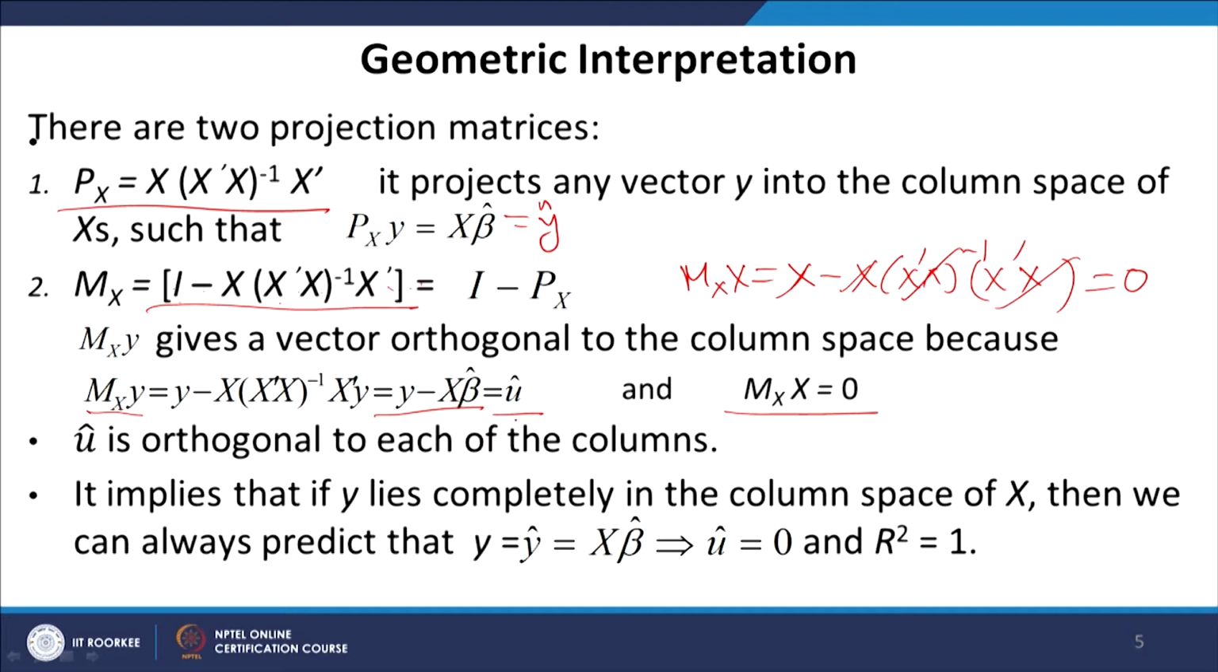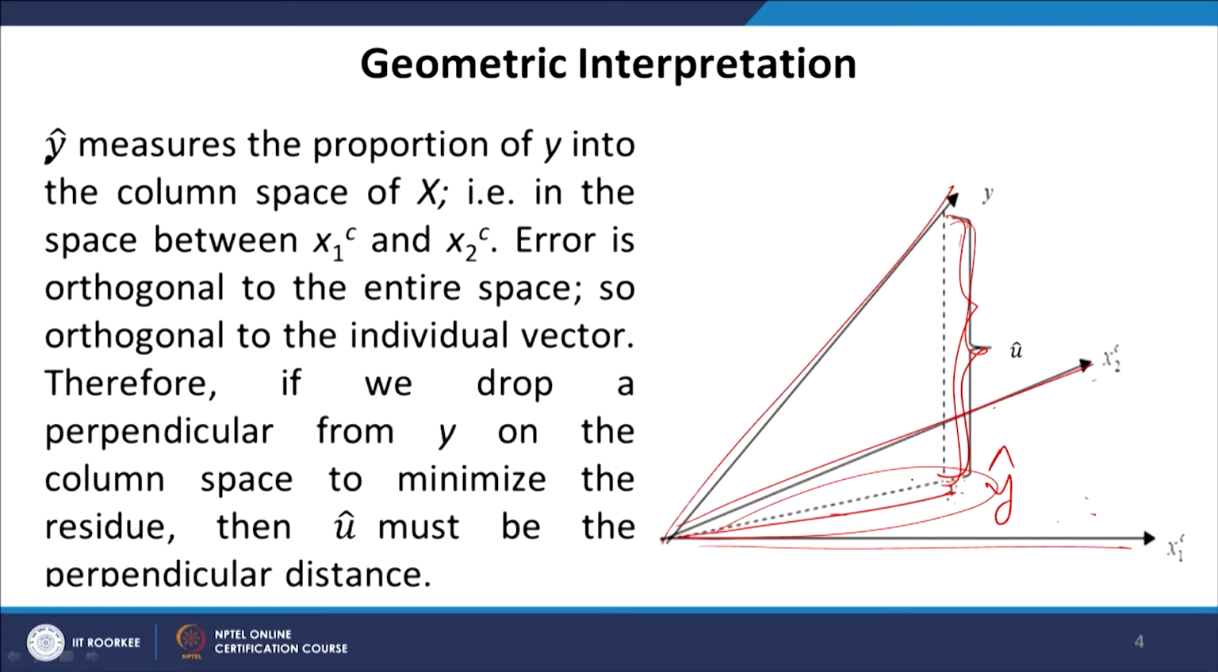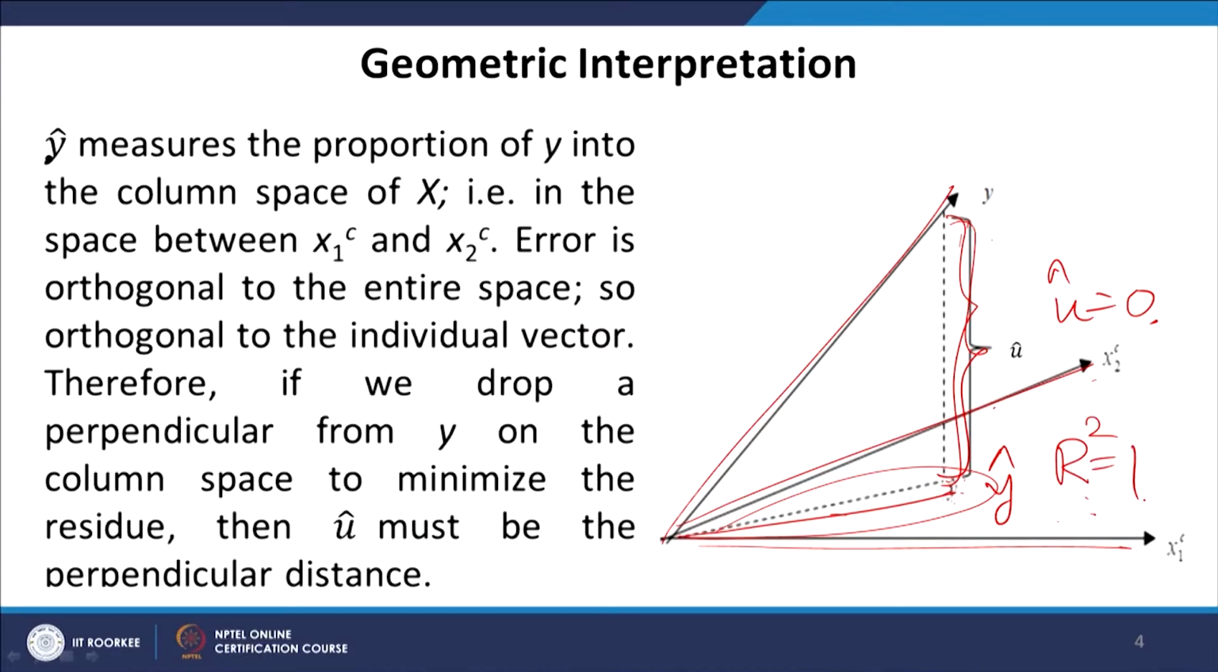So, Mx y gives us u hat, and since Mx x is equal to 0, this gives a vector which is orthogonal to the column space; u hat is orthogonal to the column space. It implies that if y lies completely in the column space of x, then y equals y hat equals x beta hat, which implies u hat equals 0 and R square equals 1. If y is completely explained by the column space, there will be no orthogonal distance between y hat and y, so u hat is 0. There is no residual. It is completely explained by the combination of the independent variables, and as a result R square, the goodness of fit measure we discussed earlier, will be equal to 1. That is, the explained sum of squares is exactly equal to the total sum of squares.